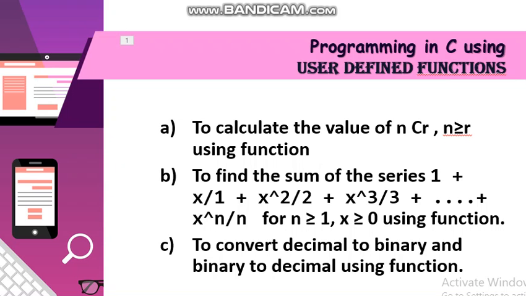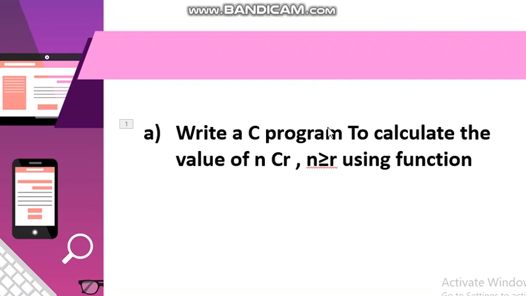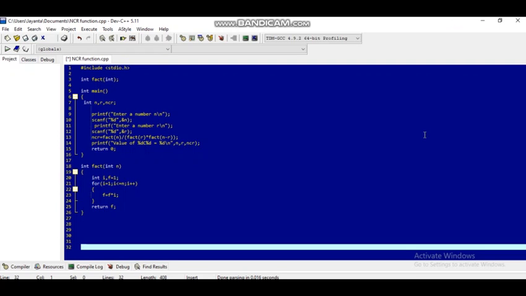The next question is to convert decimal to binary and binary to decimal using a user defined function. Now we will solve the problem, that is write a C program to calculate the value of NCR where n is greater than or equal to R using a user defined function.